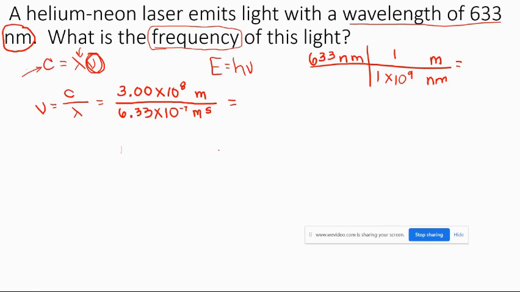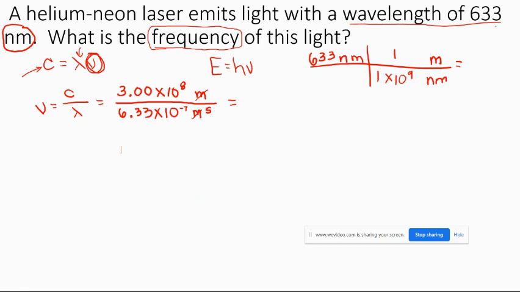All right, what happens to my meters? Anything divided by itself is? No, not 0. 1. So this and this will divide out. Does that make sense? You guys have learned that in math, I hope. Where these divide out, then I'm going to calculate this. I'm going to put this in my calculator. So 3 E 8 divided by 6.33 E negative 7 equals.